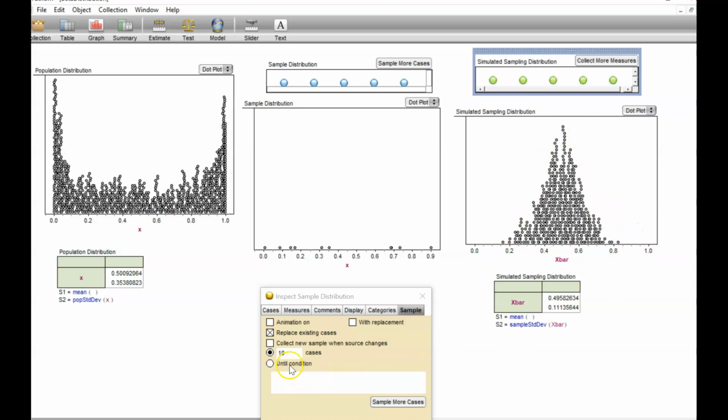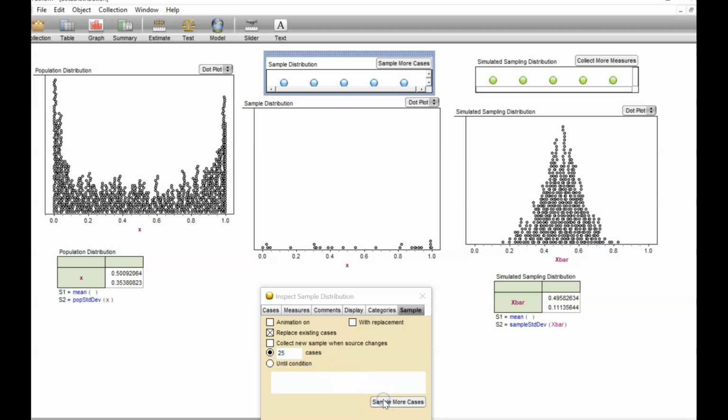So even with a sample size of 10, take a look at the population distribution again and the sampling distribution. The sampling distribution is getting more normal. The mean is very close to the population mean, and the standard deviation is much smaller than the population standard deviation. I'm just going to continue increasing. 25 for the sample size. You can see the sample distribution, 25 dots.